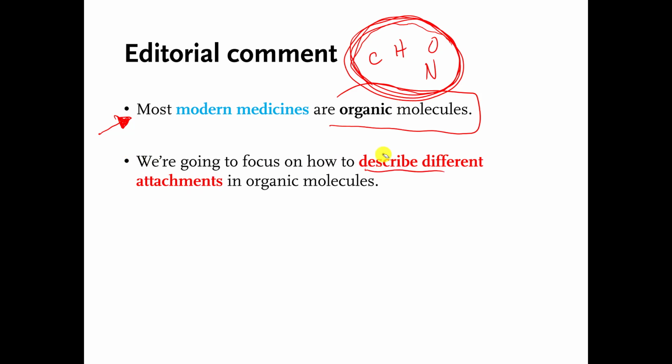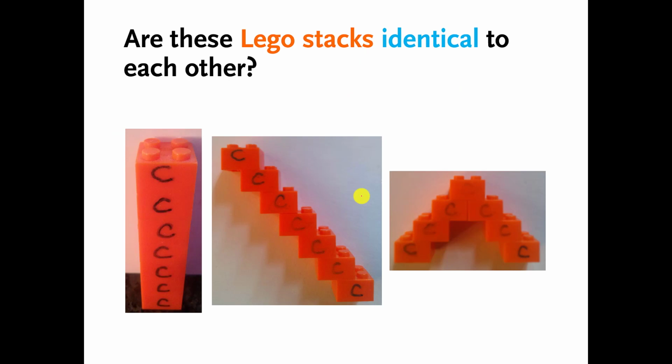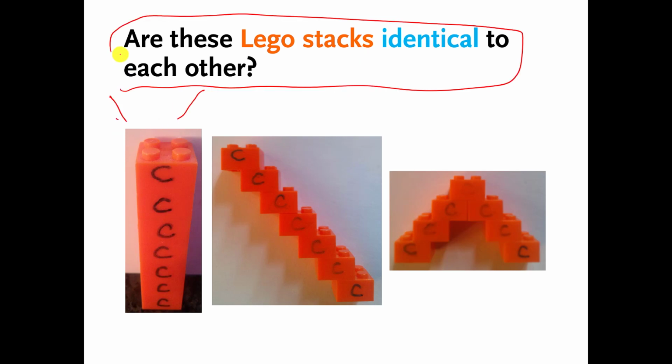What we're going to focus on in this lecture is describing different attachments in organic molecules. We're going to talk about molecule A, and we're going to say, oh, the attachments are in a certain way. Molecule B, the atoms are attached in a different way. And this is just to drive the point home. These are a bunch of Lego bricks connected to each other, and the question is, are the Lego stacks identical to each other? It's pretty clear that they are not.